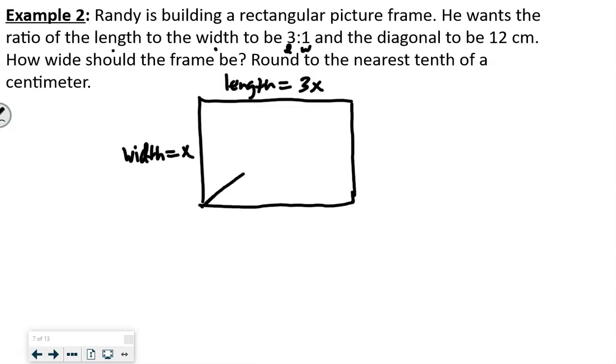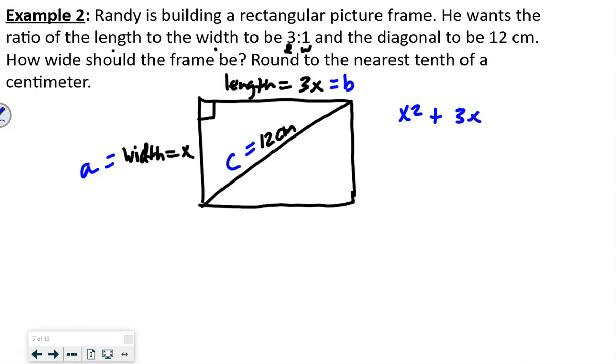And then my diagonal, it says, is 12 centimeters. Now, here's the thing. It said it was a rectangle, right? So that means it was a right angle. So once again, let's label our C. There it is. So now we're going to label one of these A. So let's just say this one's A and this one's our B. So we're going to do x squared plus 3x squared equals 12 squared, right?